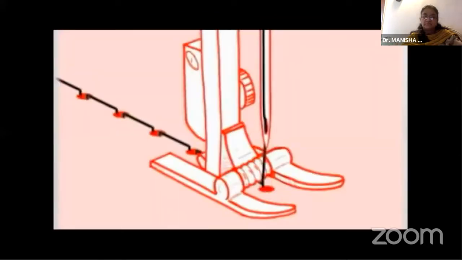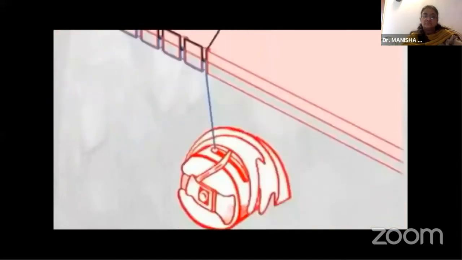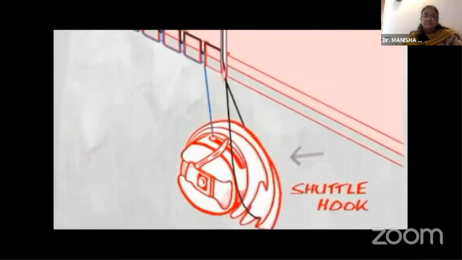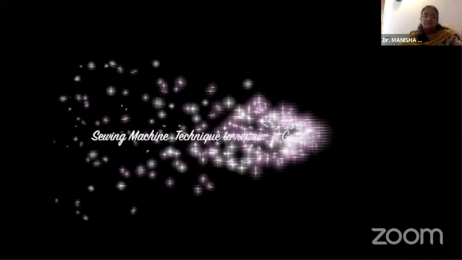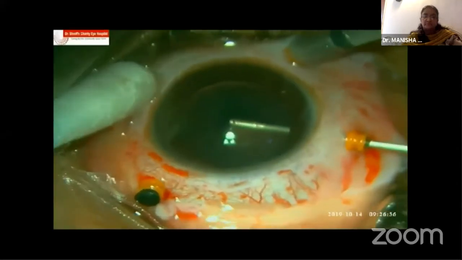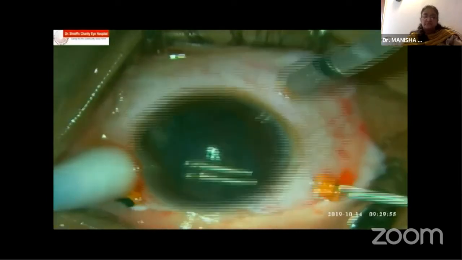Here's how a sewing machine works. There's a threaded needle above the fabric. When it pierces the fabric, a rotating shuttle hook below catches the thread. We present the sewing machine technique to repair a cyclodialysis cleft. Lensectomy and vitrectomy was done, followed by intraoperative gonioscopy to confirm the extent of the cleft.